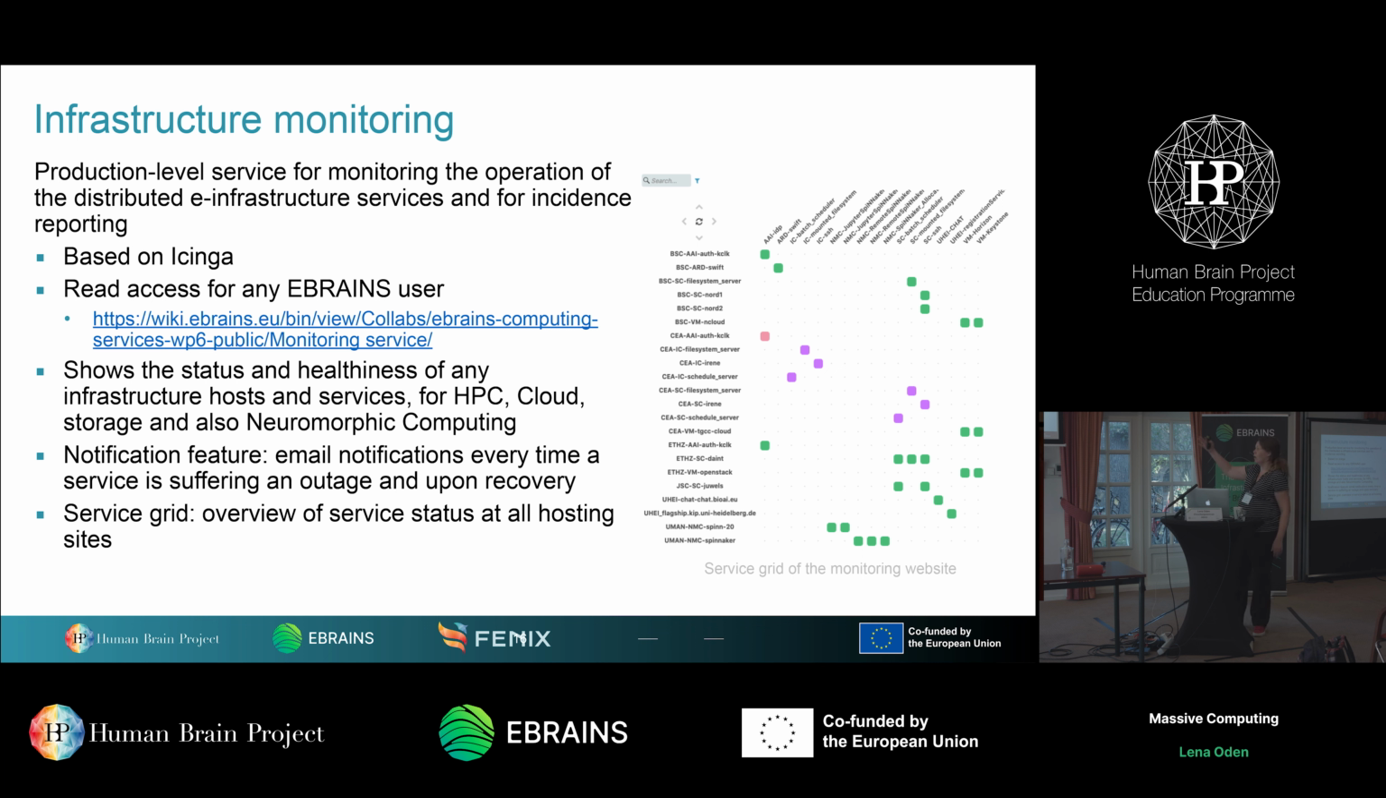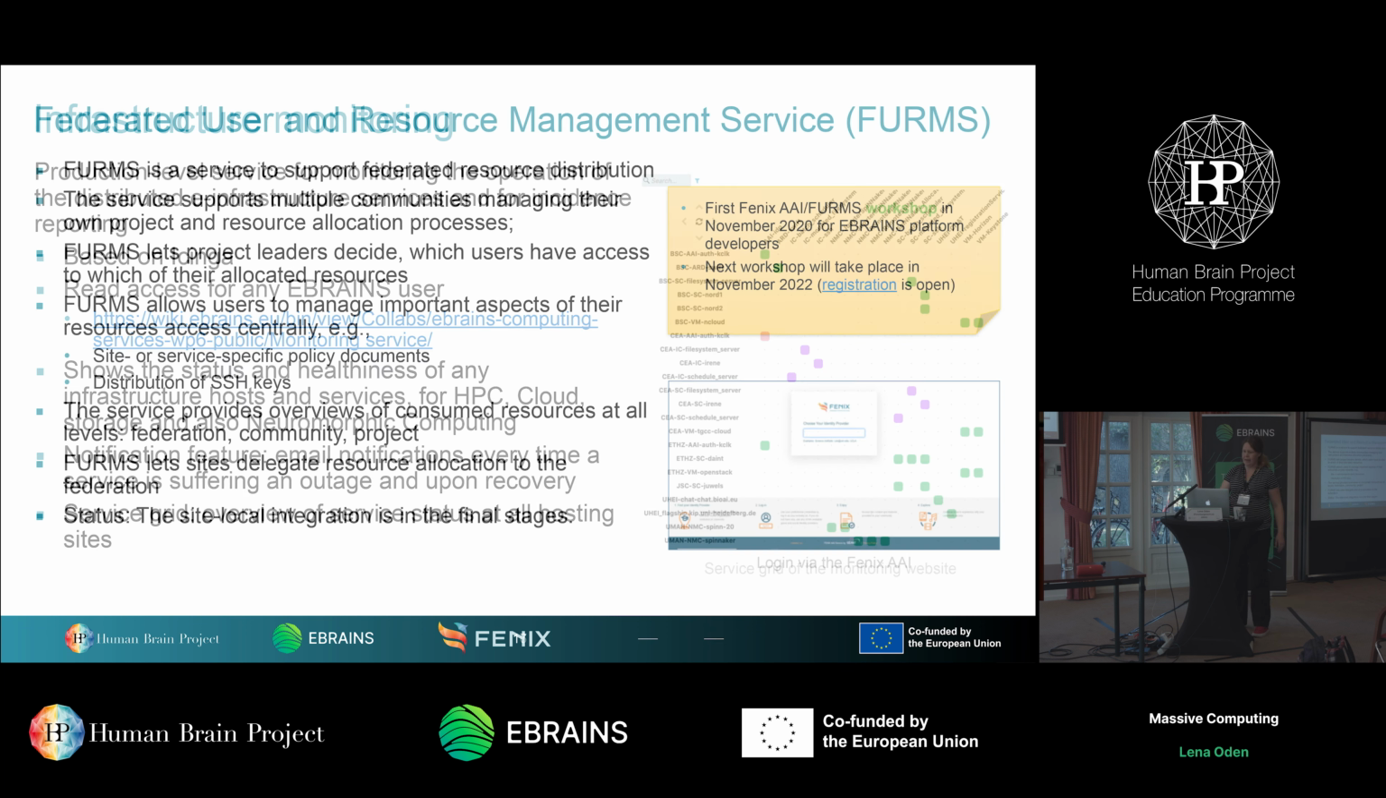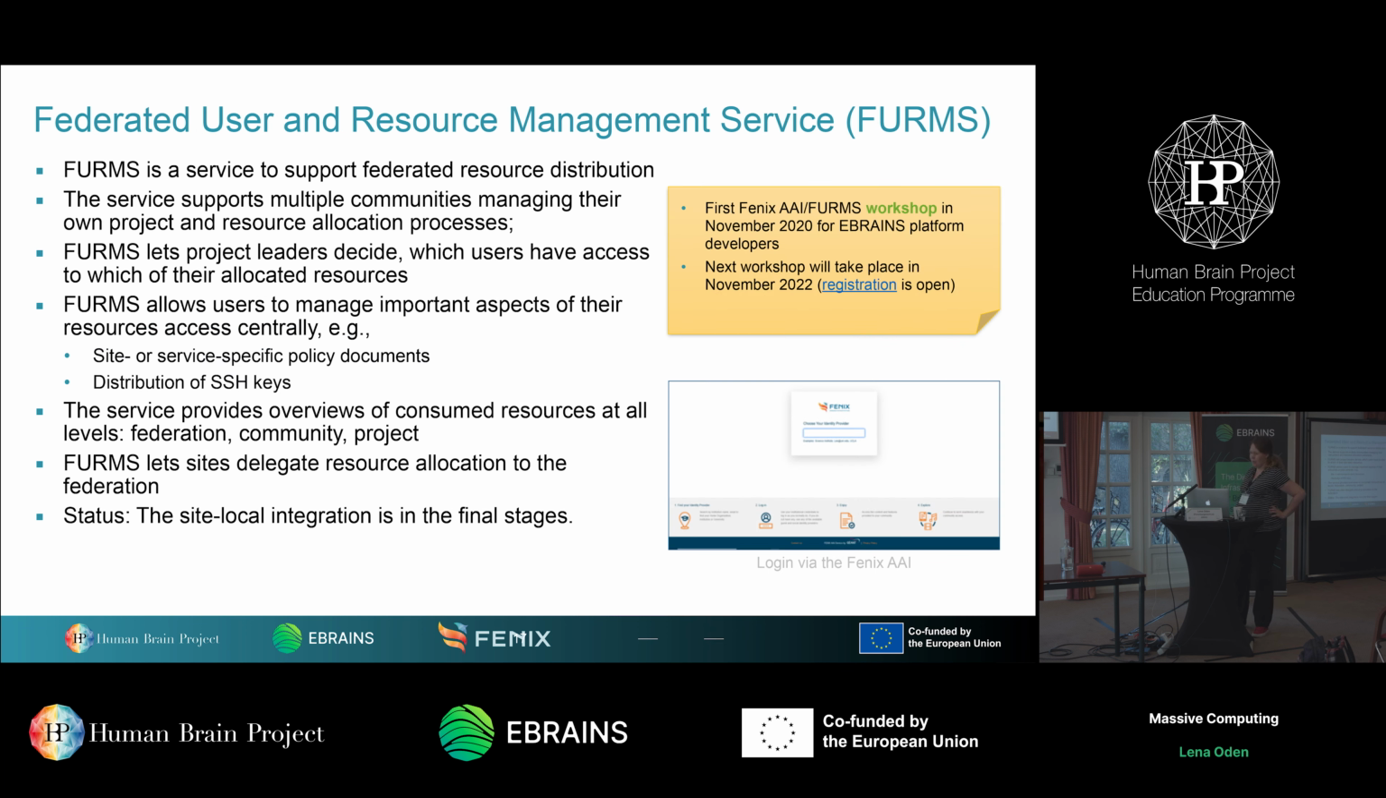And the difference is this all exists on the individual sites, but now you have a common overview over all systems included in eBrains, which is very helpful. Also, in the monitoring system, the neuromorphic systems are also included. So you get an overview, and this monitoring service helps a lot. And I was talking about FURMS before.